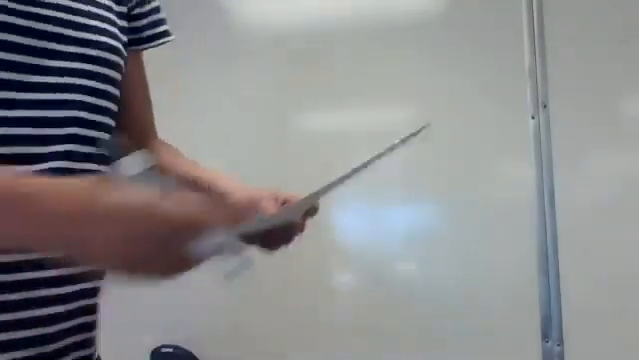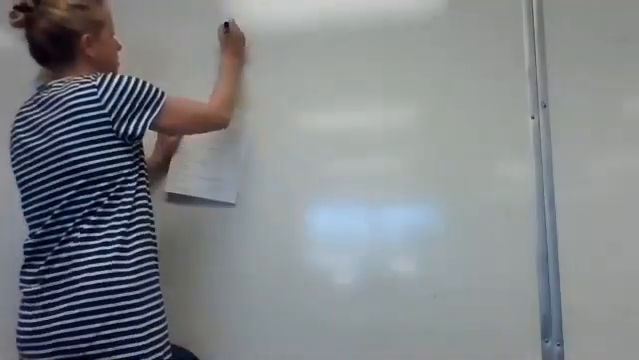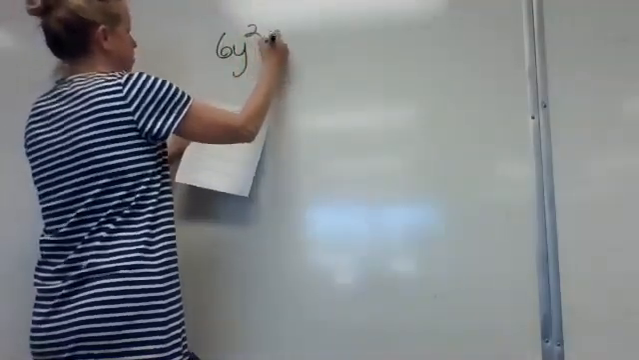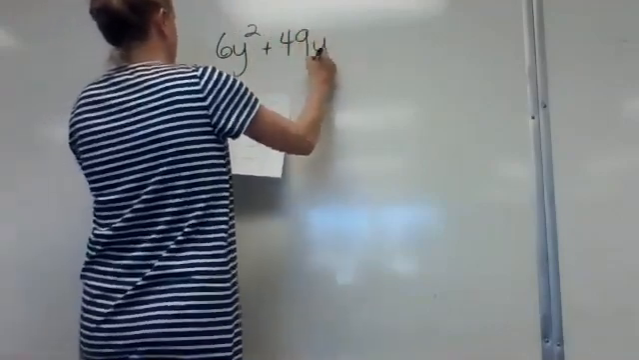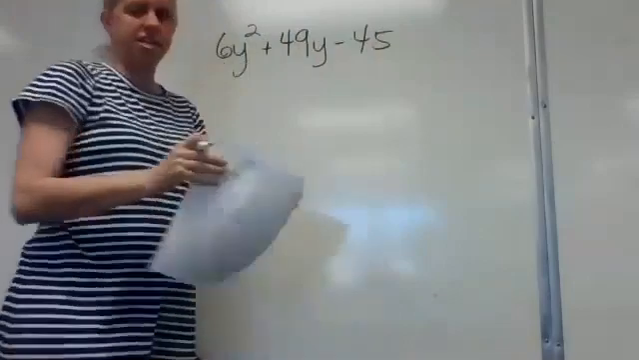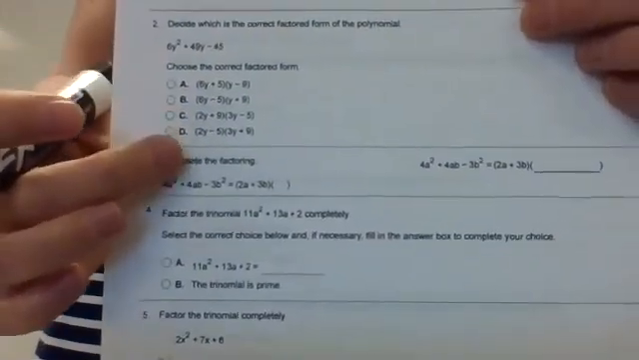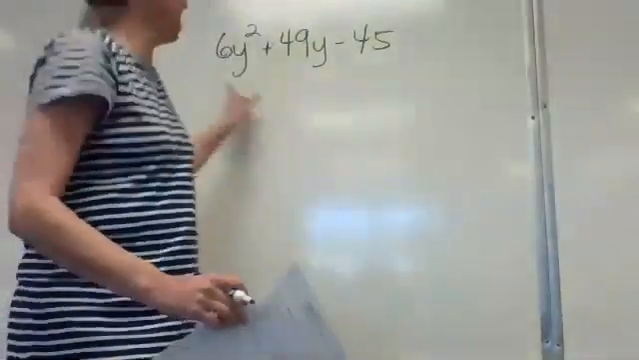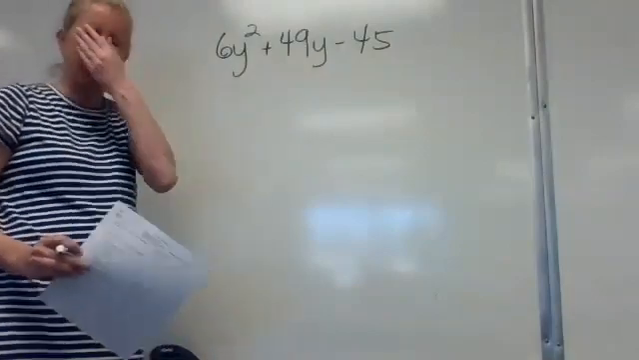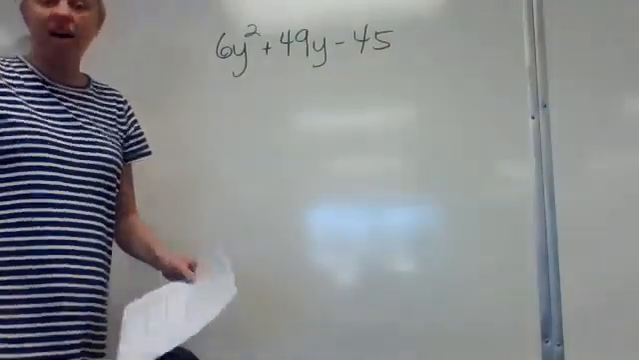Number 2 says decide which one is the correct one again. I've got 6y squared plus 49y minus 45. This time, instead of just giving us 2 things to choose from, it gives us 4 things to choose from. So instead of foiling all 4 of those, until I hopefully get this, what if it's the last one? That could take you quite a while. So why not just factor it and then pick which one of these you end up with?